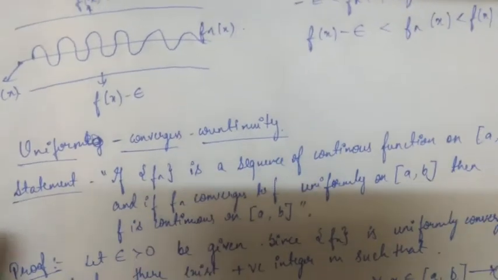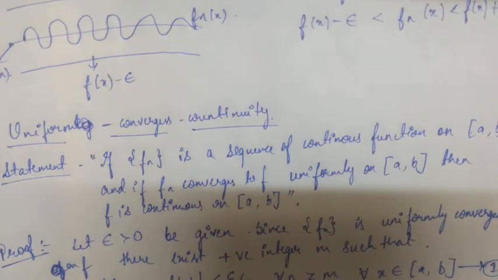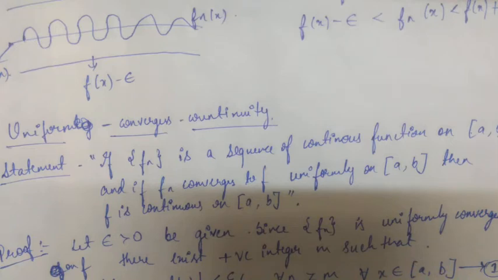Let's dive into the theorem. Uniform convergence and continuity theorem. Basically this is my topic, and let's see what the statement says. If fn is a sequence of continuous functions on the closed interval a comma b, and if fn converges to f uniformly on the closed interval a comma b, then f is continuous.